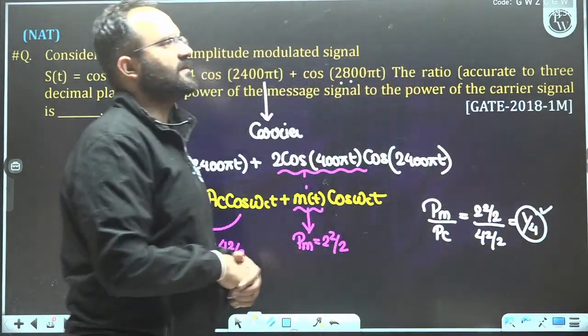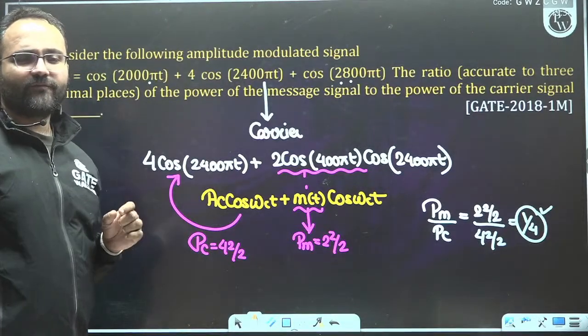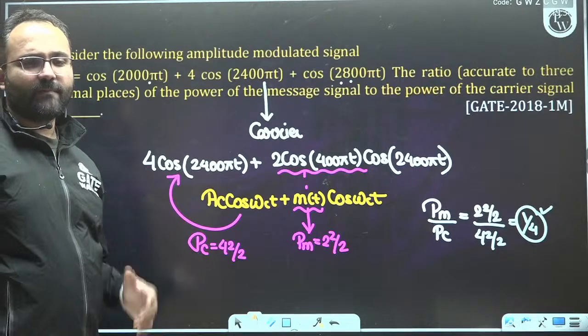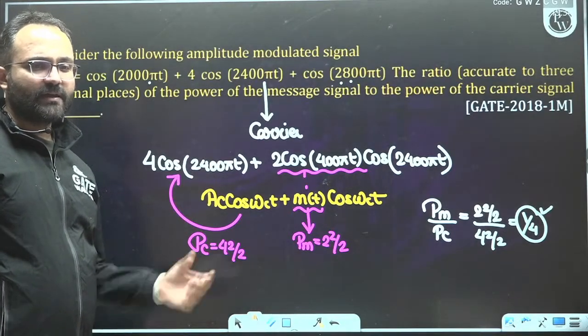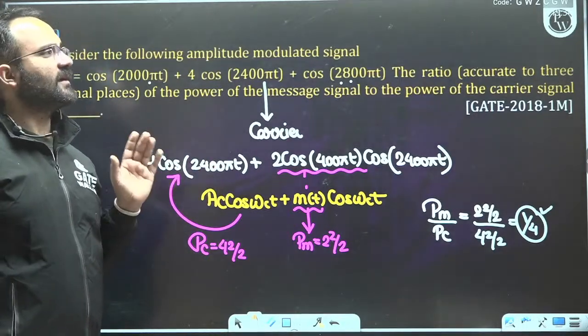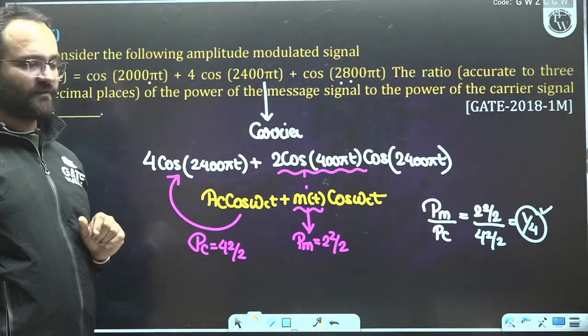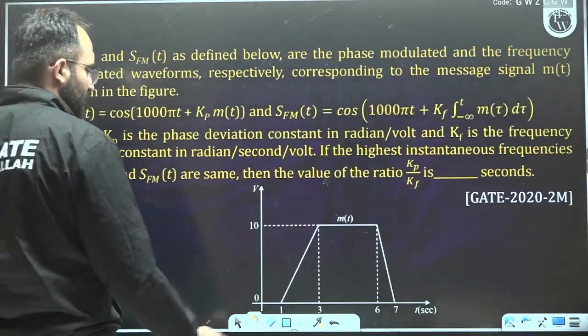Okay, so these are the simple questions like these. Generally in the GATE exam, if we go through the AM and FM part, or the angle modulation, amplitude modulation part, then the questions are very simple and we can score marks in this section very easily. Okay, let's see some more questions.